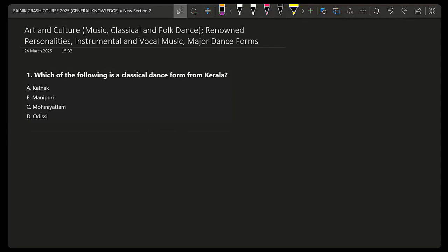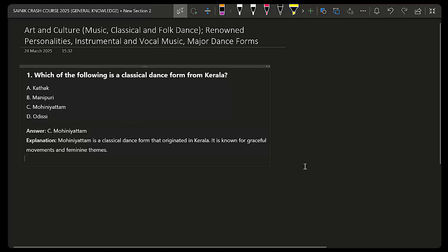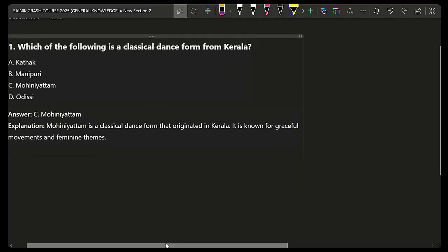Time up, and the majority of the class gave the wrong answer. One student said Manipuri, six students said Mohiniyattam, and eight students said Kathak. So Mohiniyattam is the correct answer. Mohiniyattam is a classical dance form that originated in Kerala. It is known for graceful movements and feminine themes. Feminine means related to women.